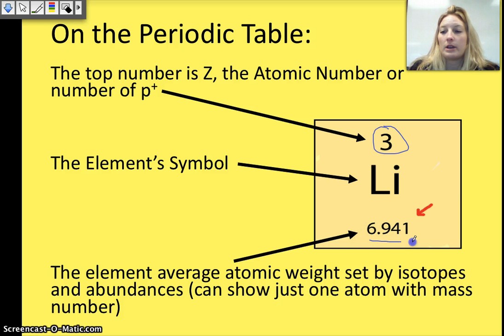And this down here is the element's average atomic mass. Now remember that this is when we're looking at the periodic table. But if we're talking just about one atom, then we can show it with a mass number. So instead of 6.9, this may be a 7 or an 8 or a 6. That means we're talking just about one atom. That means it's a full mass.